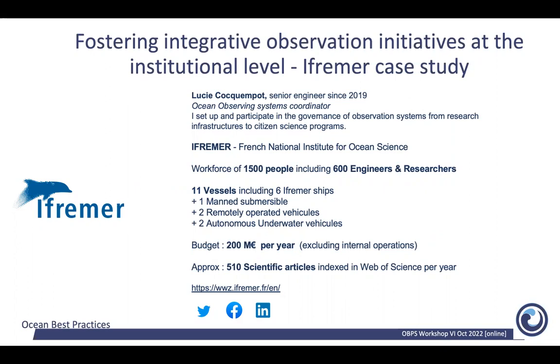We have 1,500 people working there, almost 600 of them engineers and researchers. We operate 11 vessels, including 6 IFREMER ships. We have 1 manned submersible, 2 remotely operated vehicles, and 2 autonomous underwater vehicles. The budget of IFREMER per year is about 200 million euros, and we produce approximately 500 scientific articles per year. If you want more information, please visit our website or our social media, as we're on Twitter, Facebook, and LinkedIn.